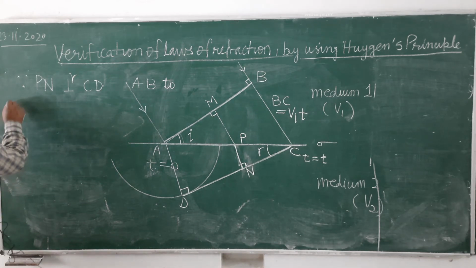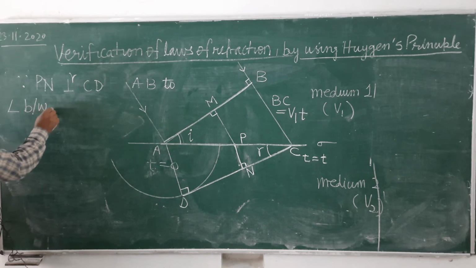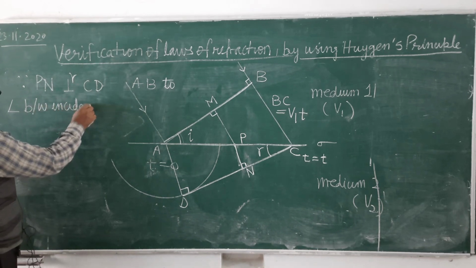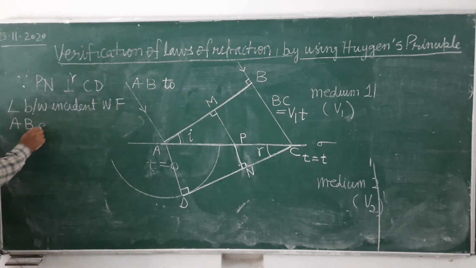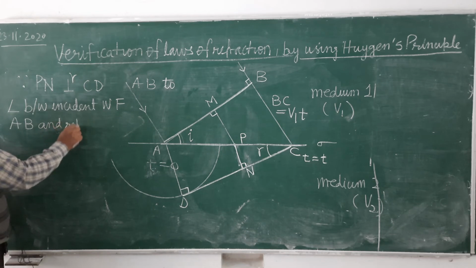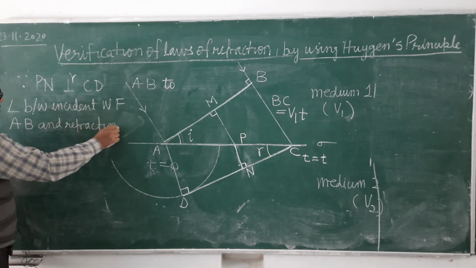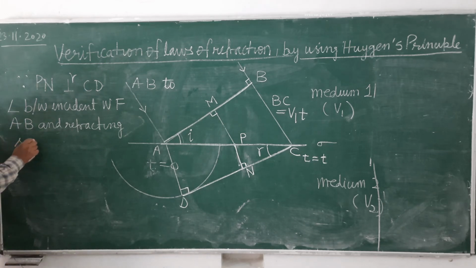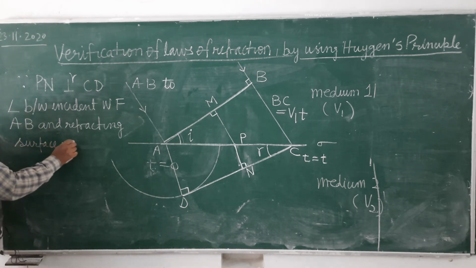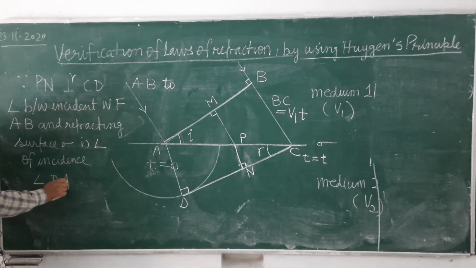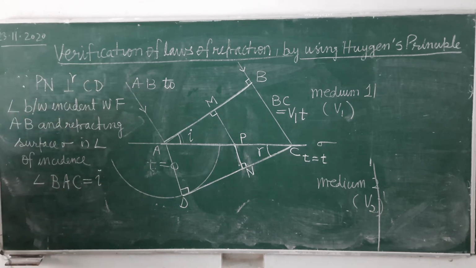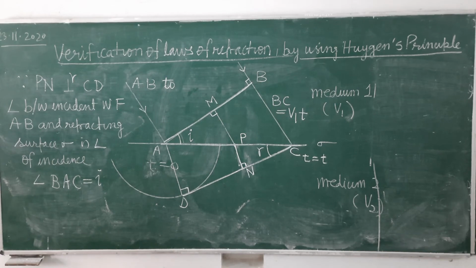So see here, the angle between the incident wavefront AB and the refracting surface sigma is the angle of incidence. Therefore, angle BAC is what? It is angle I. BAC is angle I.